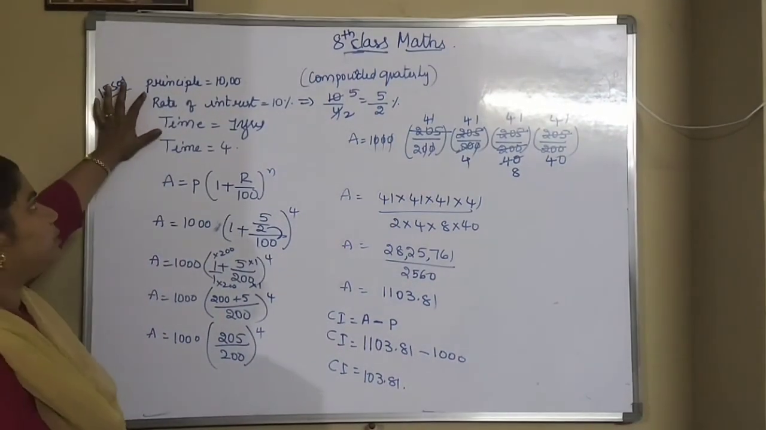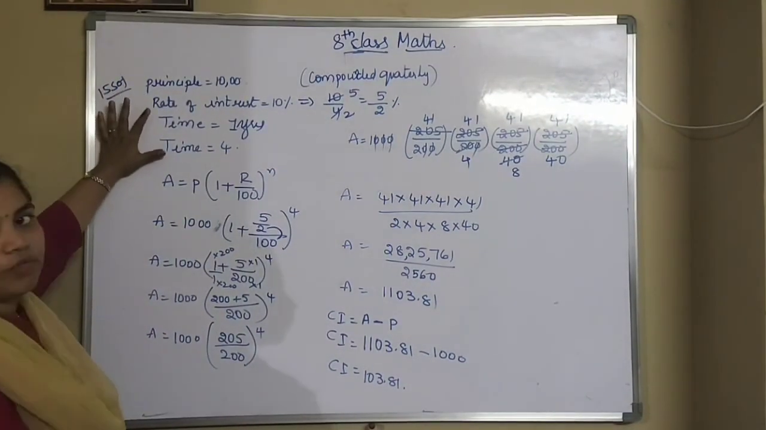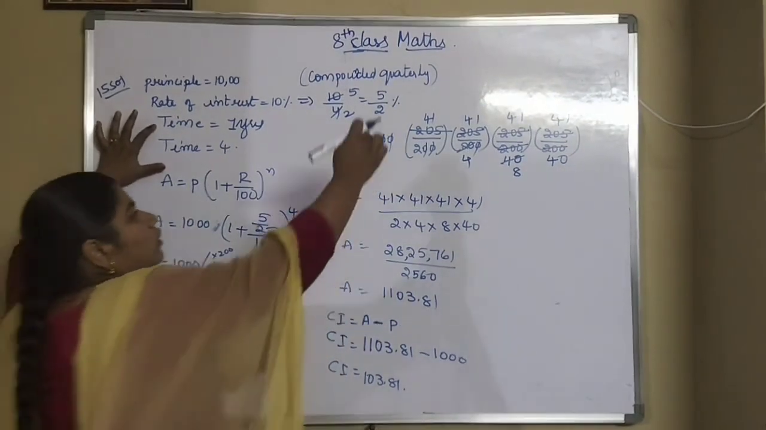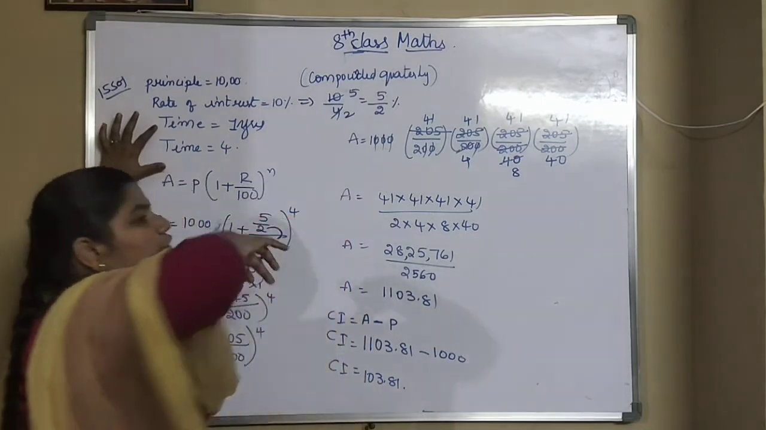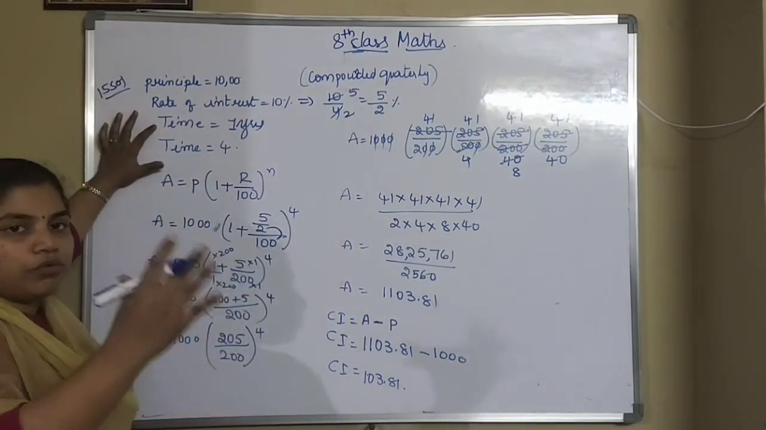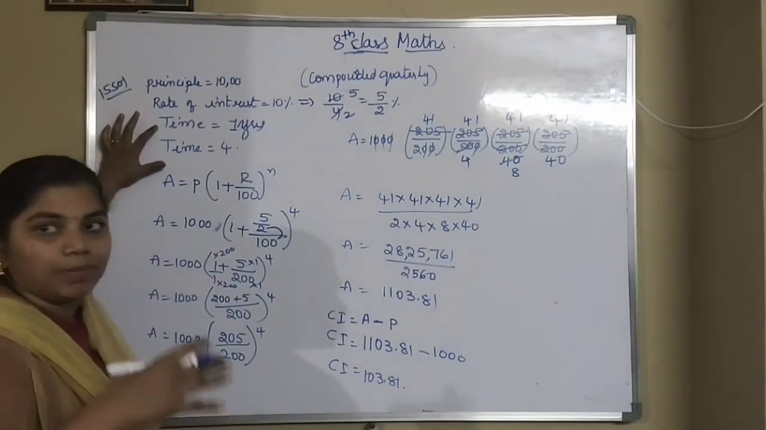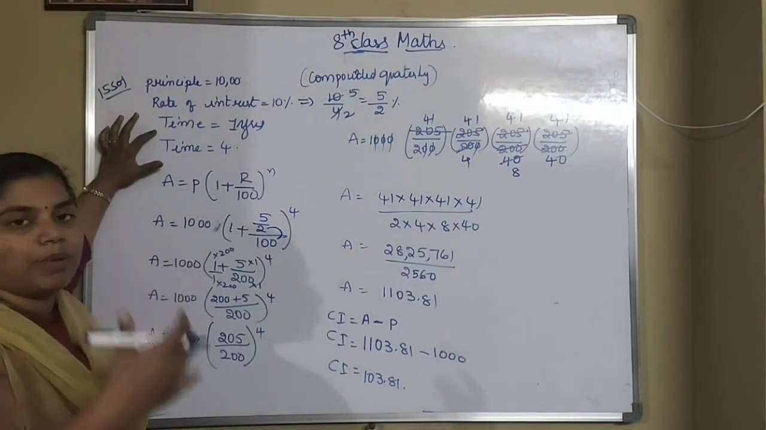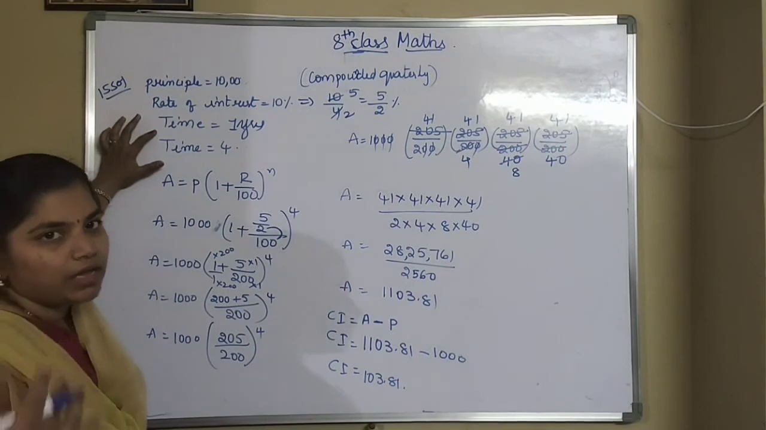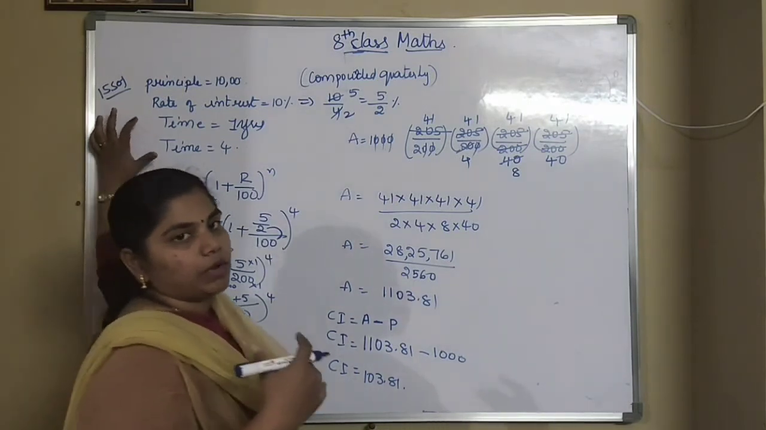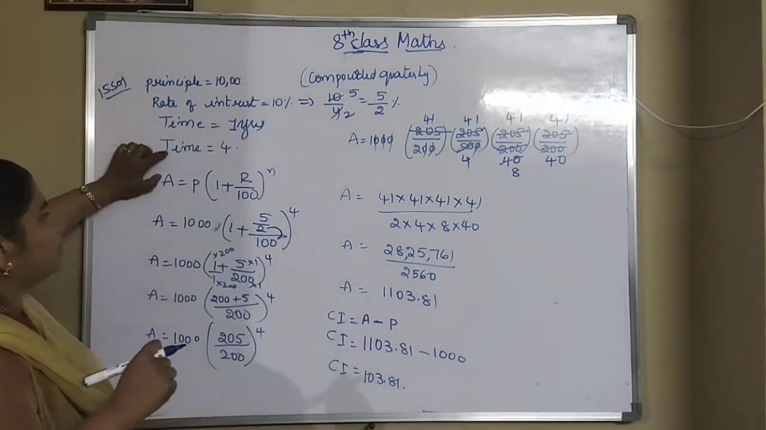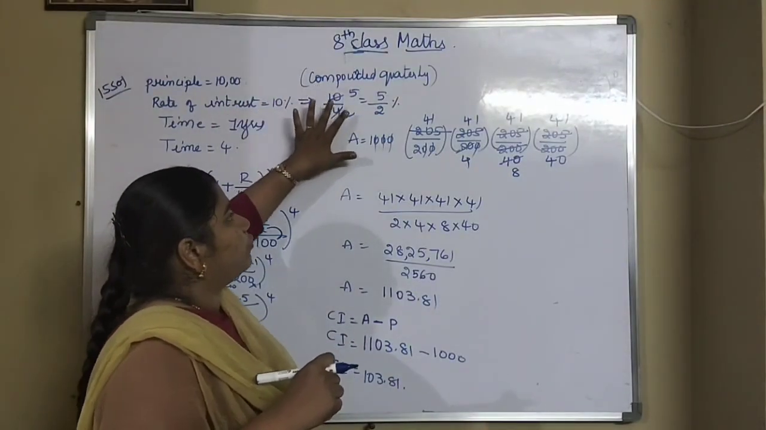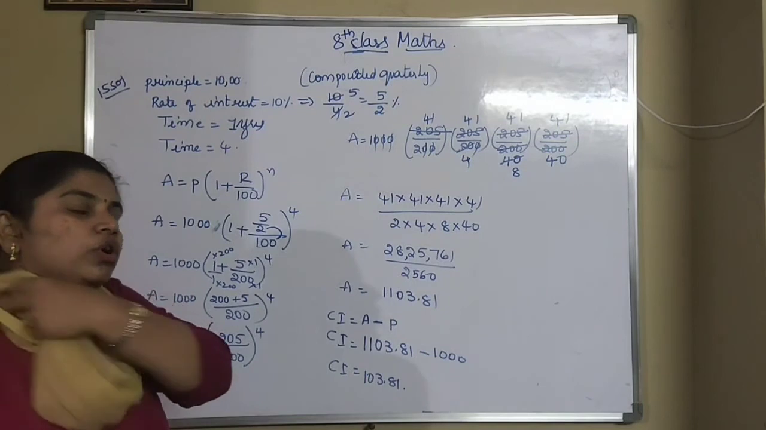So they have given principal value as 1,000, rate of interest is 10%, time is 1 year, but they have given compounded quarterly. So quarterly, 1 year we have to divide into 4 parts. Quarterly is nothing but dividing into 4 parts. That means 1 year you can write in the form of 1 by 4, 1 by 4, 1 by 4 and 1 by 4. How many times are you writing 1 by 4? 4 times. So time will be 4 here. And this rate of interest is also divided by 4, that will be 5 by 2%.